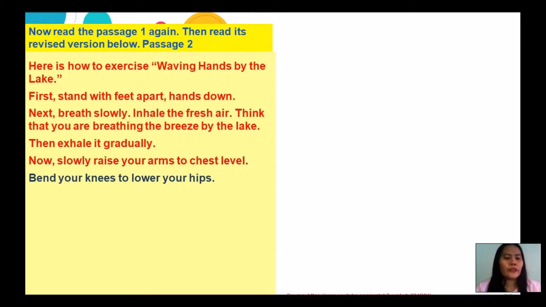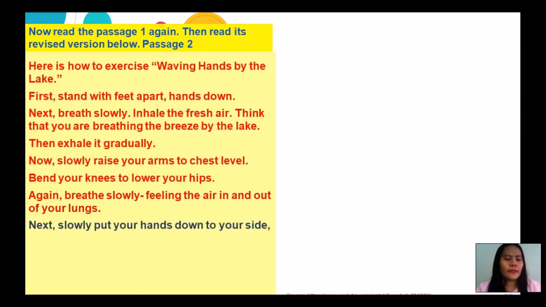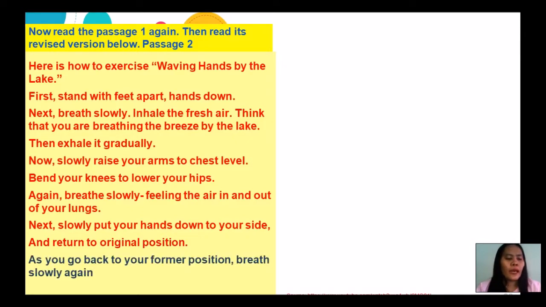Now, slowly raise your arms to chest level. Bend your knees to lower your hips. Again, breathe slowly, filling the air in and out of your lungs. Next, slowly put your hands down to your side and return to original position. As you go back to your former position, breathe slowly again. Let's watch a supplemental video.